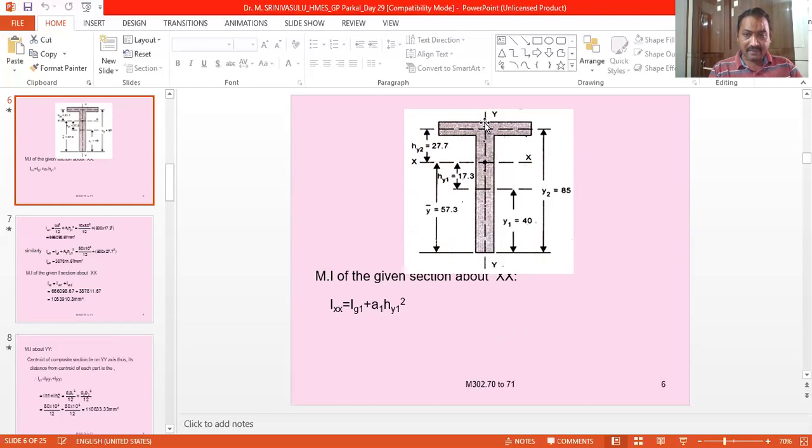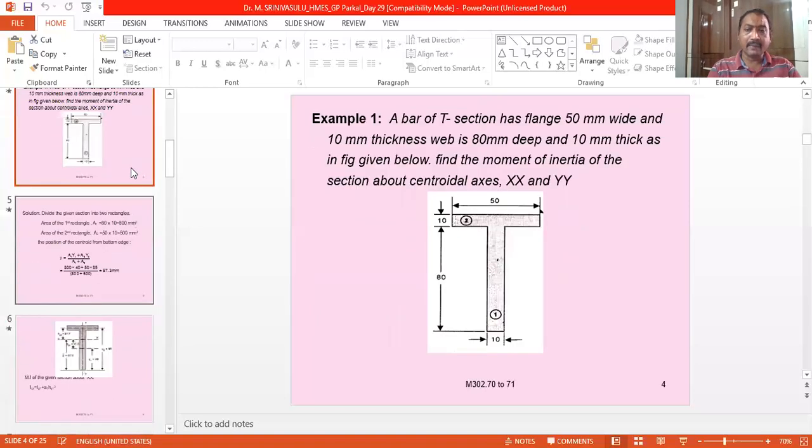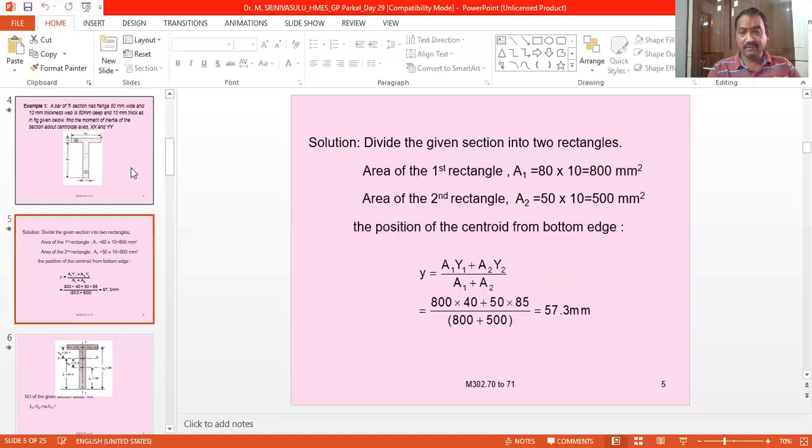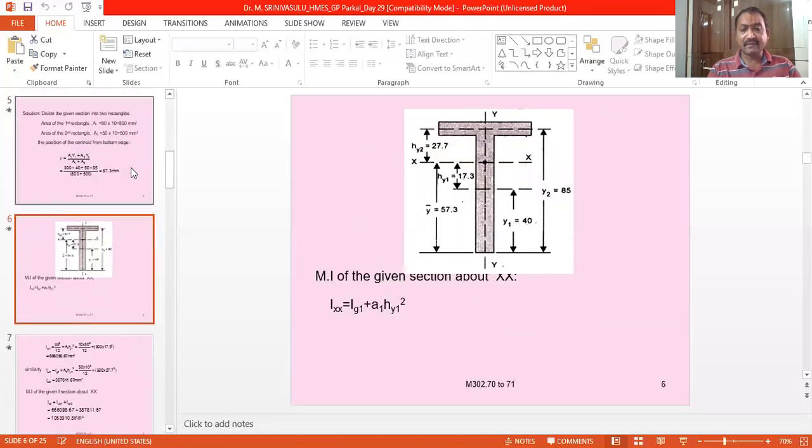And coming to this x coordinate, because the given figure is symmetrical about the y-axis, the x distance of all the rectangles will be the same. That is, x1 is equal to x2 is equal to half of the flange. So what is the flange? The flange distance is how much? It is 50. So x1 and x2 are also equal to 25.